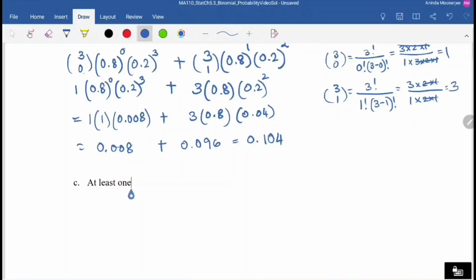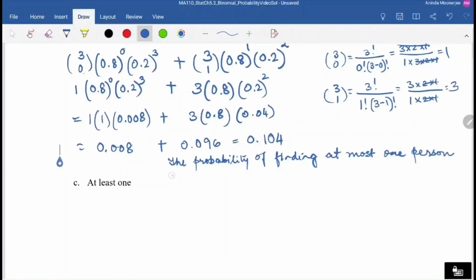So you have to write out the answer as a sentence saying the probability of finding at most 1 person of age 20 alive at age 65 is whatever the probability value you found, 0.104.